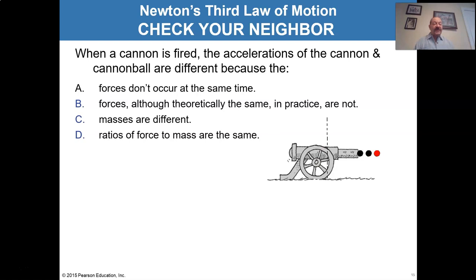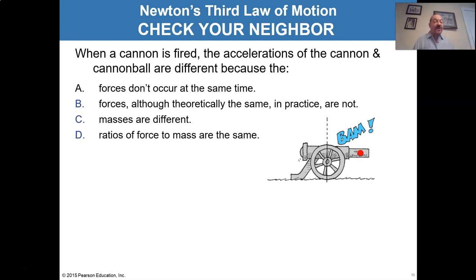When a cannon is fired, the accelerations of the cannon and the cannonball are different. The accelerations are different because A, forces don't occur at the same time. B, forces, although theoretically the same, in practice are not the same. C, masses are different. D, ratios of force to mass are the same. Well, I think we already said it's the masses. The cannon weighs much more than the cannonball. It has much more mass than the cannonball, and therefore it is more sluggish. It has more inertia.